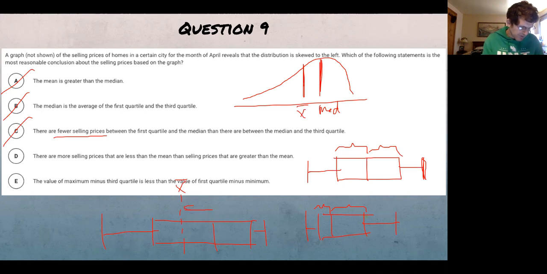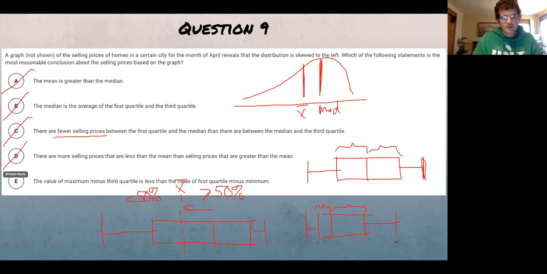So I know that less than 50% are going to be below the mean, and more than 50% are going to be above that because the mean was pulled to the left. So therefore, there are more selling prices less than the mean. No, it should be the other way around. So this one's not true.